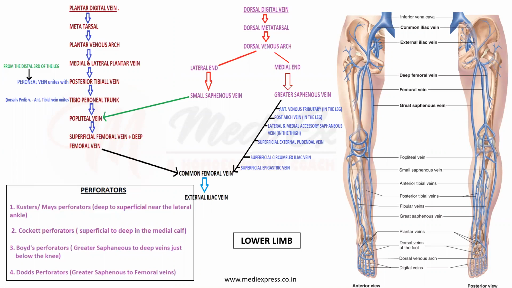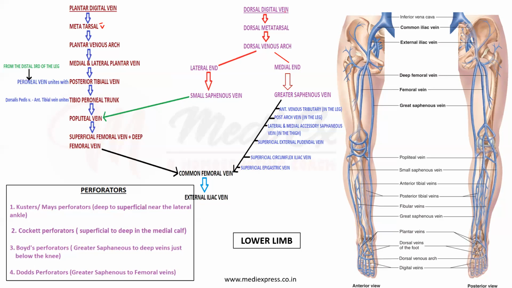Now from there it drains into the metatarsal veins. You can see digital veins over here. From here, it drains into the metatarsal veins. Now from there, we have either a dorsal venous arch or a plantar venous arch. Here in the picture, they have shown a dorsal venous arch, but it is the same. You can see over here. Plantar digital vein drains into the metatarsal veins and then it drains into the plantar venous arch.